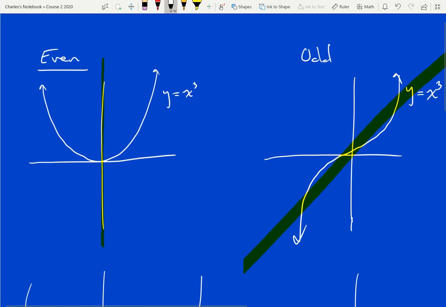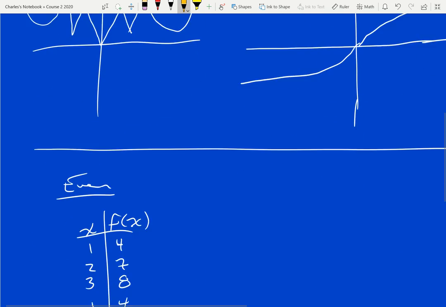And if you look at why that's true or how that corresponds to the picture, if you think of drawing a line at any one point, this point might be 2, this would be -2, and they both have the same y value. Let's say in this case it's 4. Okay, so that's what makes it look even.